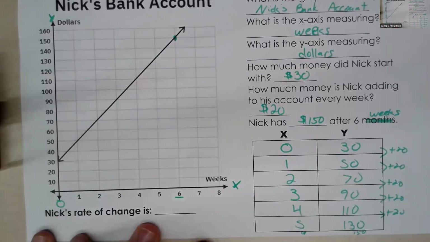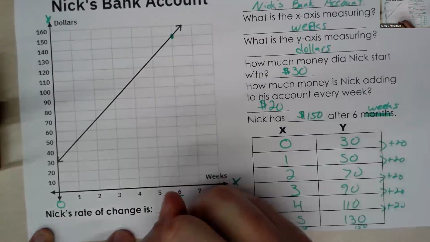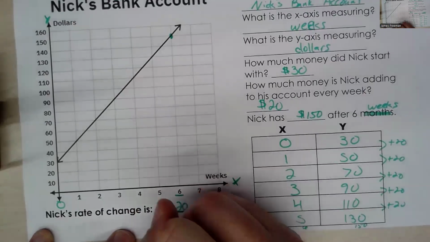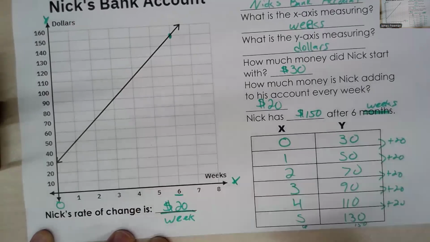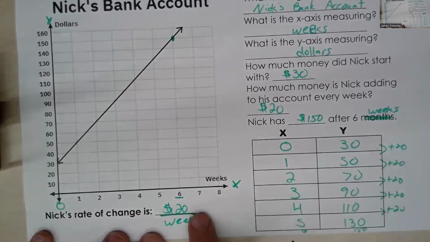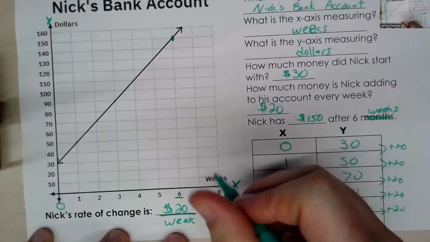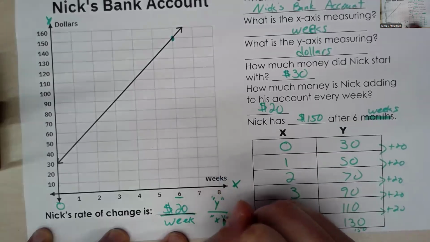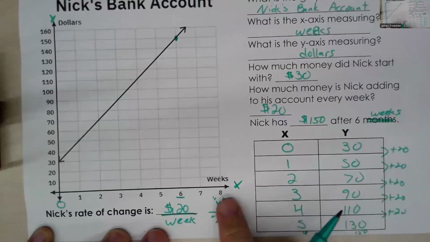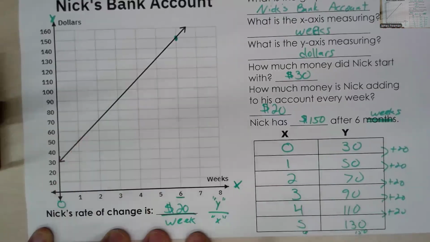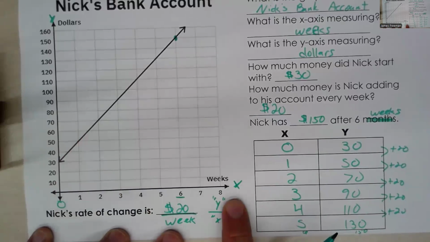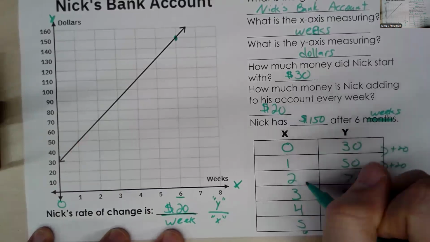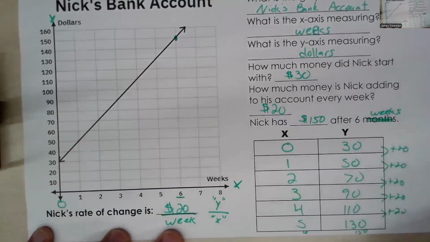All right. So Nick's rate of change is $20 per week. All right. How much is he making? Every week, he makes $20. So it's our Y value over our X value, right? It goes up $20 every week. So how are our Y values changing over how our X values are changing, right? Our Y's are going up by 20 and our X is going up by 1. All right, well, that was pretty easy.